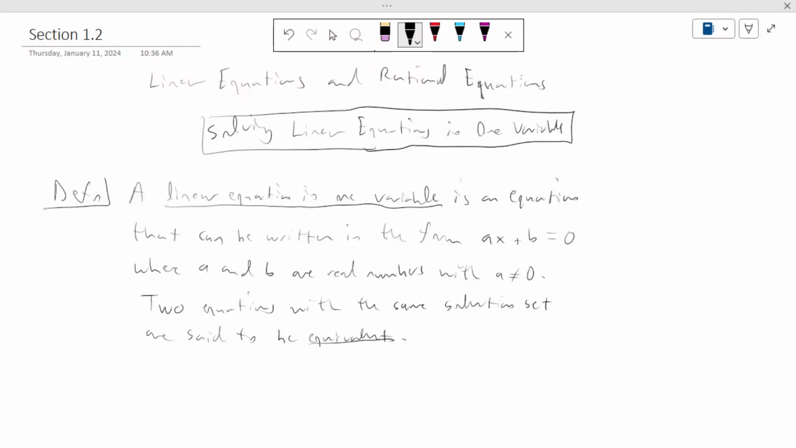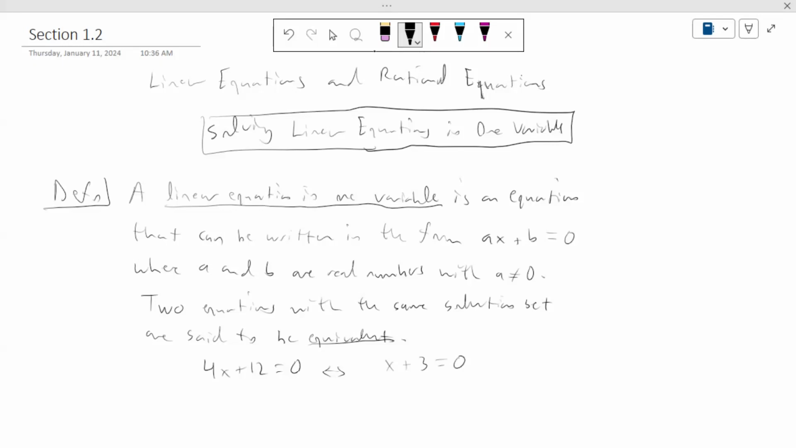So now we have equivalent equations. For example, 4x plus 12 equals 0. That's a linear equation. But this is equivalent to, I'm just going to write a double-headed arrow here, I could divide both sides by 4 if I wanted to, and I get that x plus 3 is equal to 0.